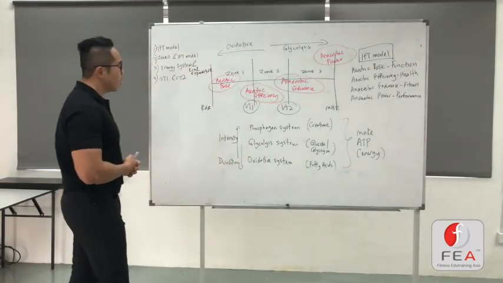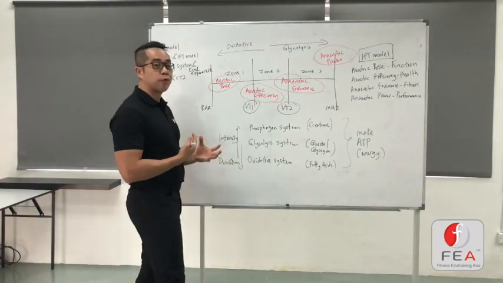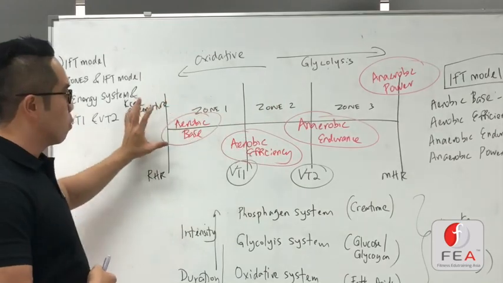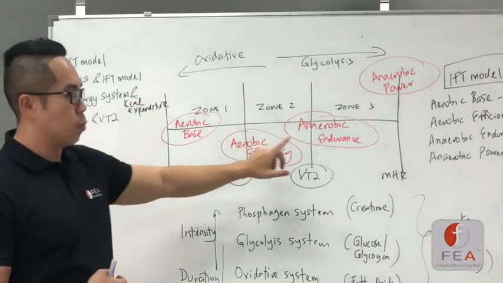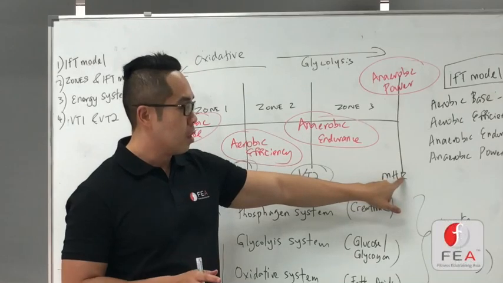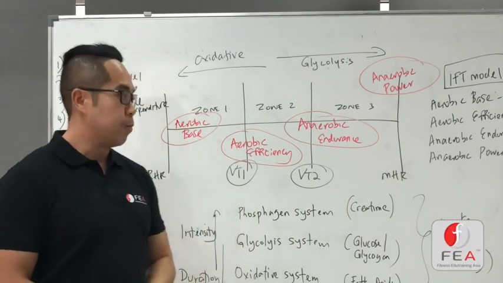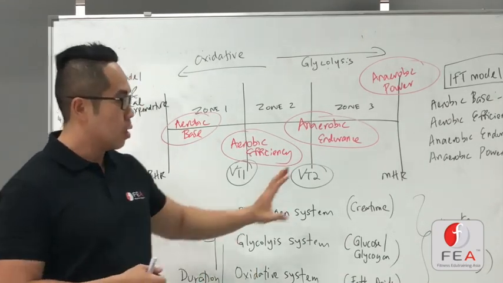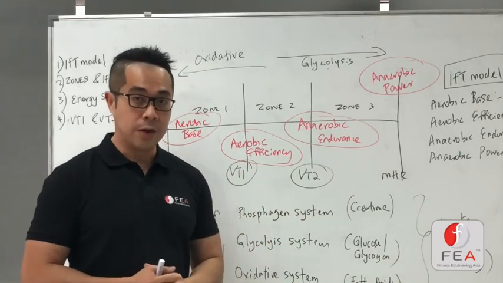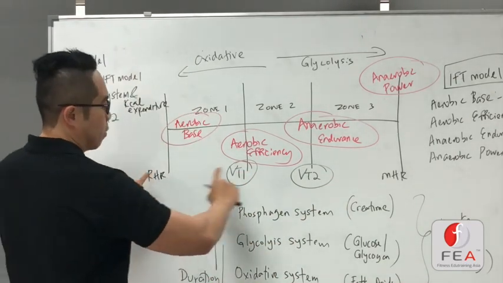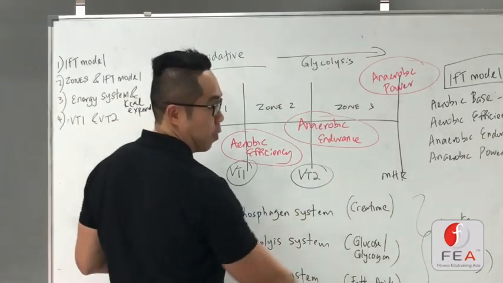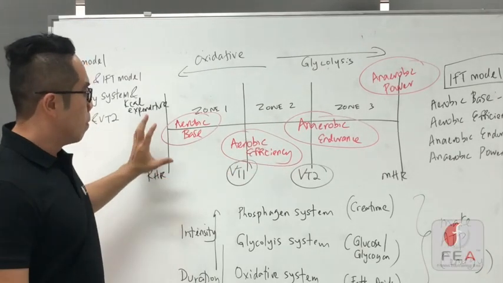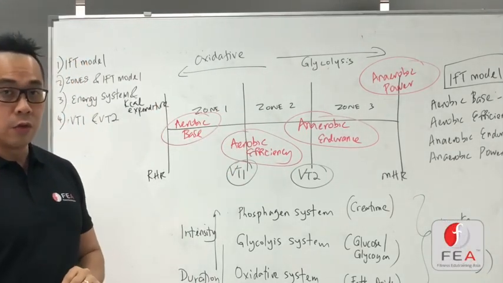Number two, let's look at the zones and the IFT model, how it all relates to each other. ACE came out with these three zones. If you look at these three zones, it starts with resting heart rate, and that will be MHR, which represents your maximum heart rate. Maximum heart rate is usually predicted to be 220 minus age. However, we are referring to the actual maximum heart rate. This space between your resting heart rate and your max heart rate is normally referred to as your heart rate reserve. This heart rate reserve will be divided into three categories: zone 1, zone 2, and zone 3.